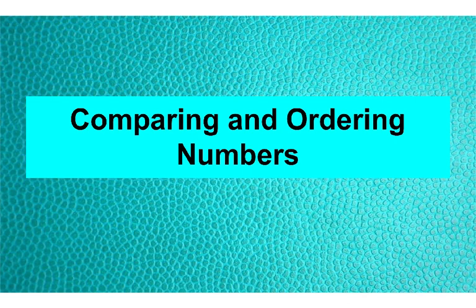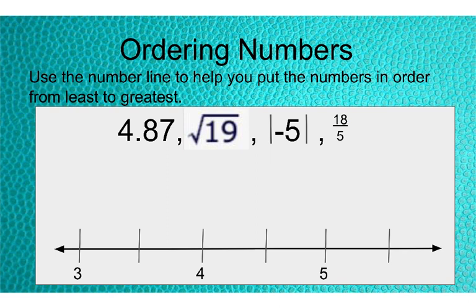Comparing and ordering numbers. You've probably been comparing and ordering numbers for many, many years in school. Now, though, that we've learned about our real number system and that we have irrational numbers, our square roots, we can still go ahead and compare numbers by different methods. One way we can do it is to put them on a number line, because a number line is already in order from least to greatest.